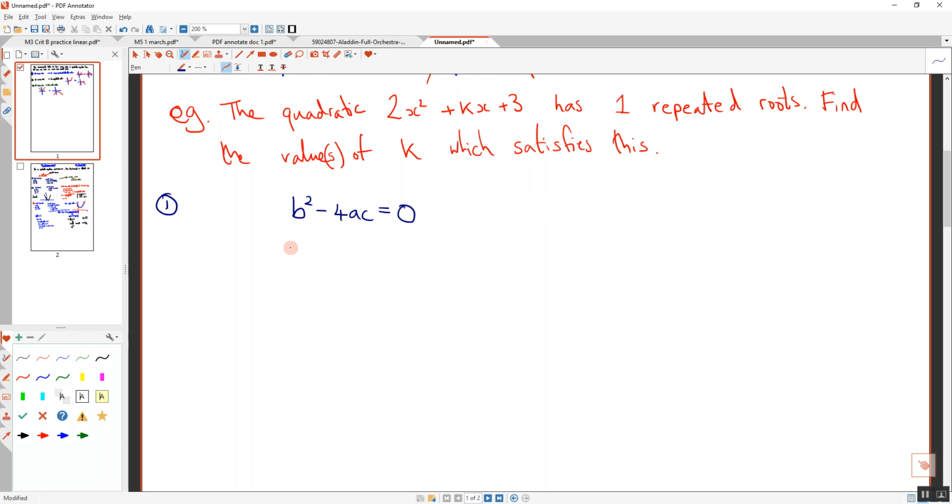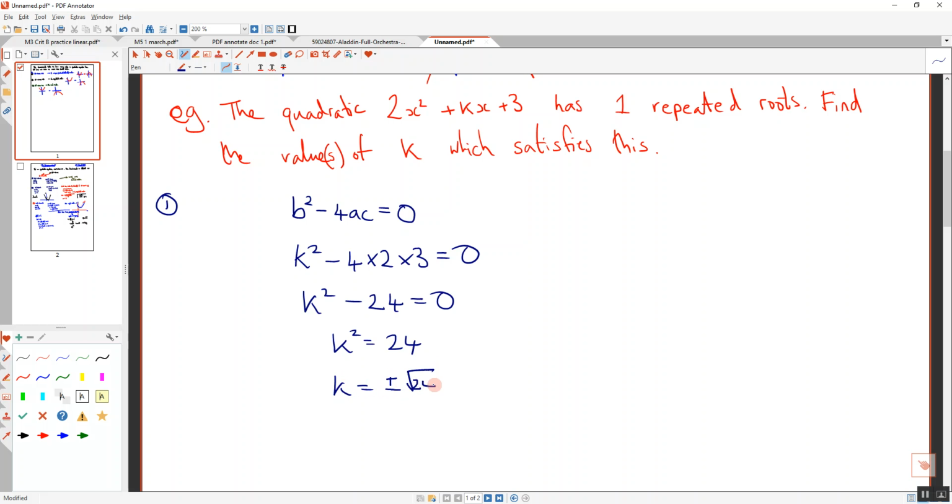What is b? Right, so I've got k squared minus 4 times a times c. So k squared minus 4 2s are 8, 3 are 24. k squared equals 24. Lily? Take the square root. Okay, that's plus or minus. Good. Plus or minus the square root of 24. So I've got two answers.